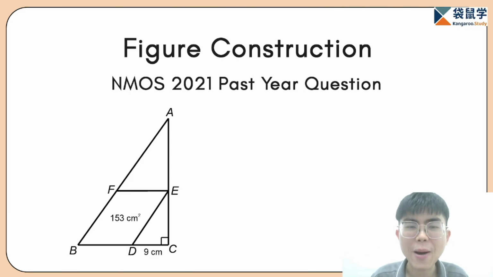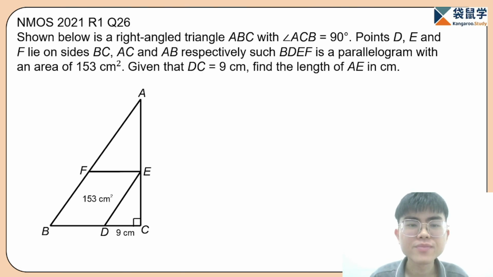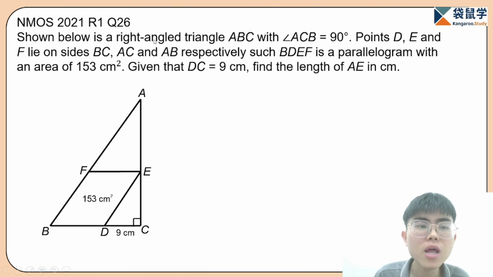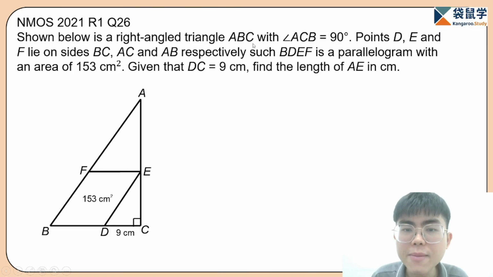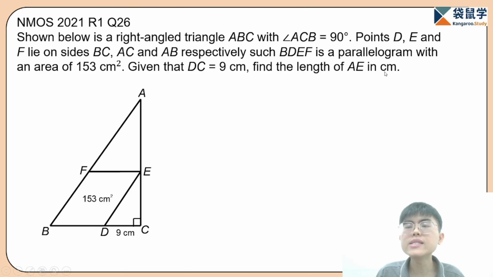Today, I'd like to talk about a past year question from NMOS 2021, which is about figure construction. Let's have a look. Shown below is a right angle triangle ABC with angle ACB being 90 degrees, which is over here. Points D, E, and F lie on the sides BC, AC, and AB respectively. So you see that D is on BC, E is on AC, and F is on AB.